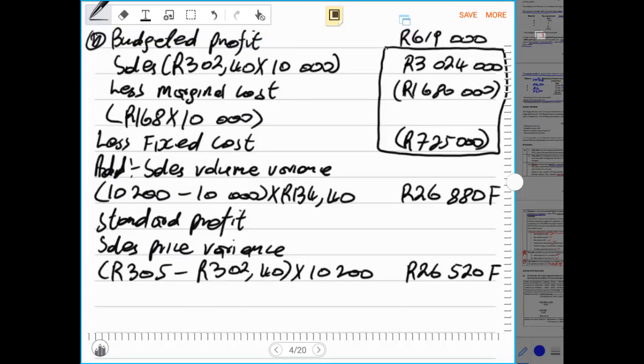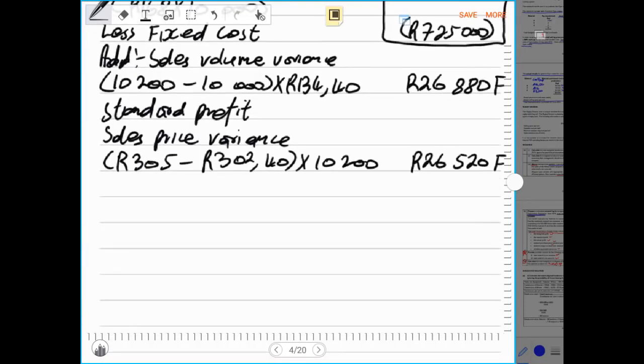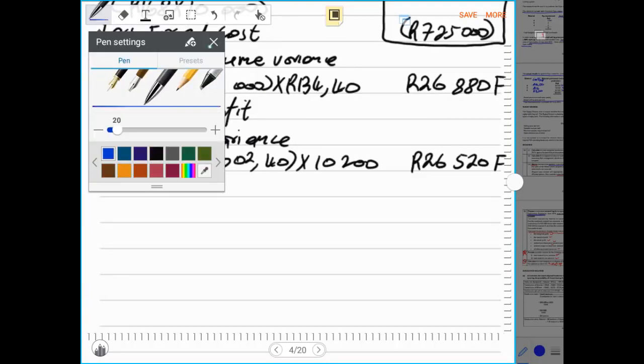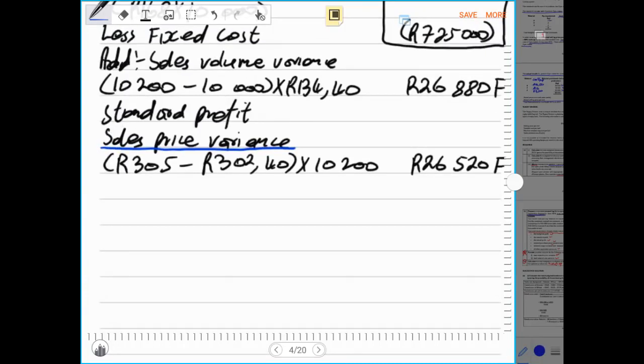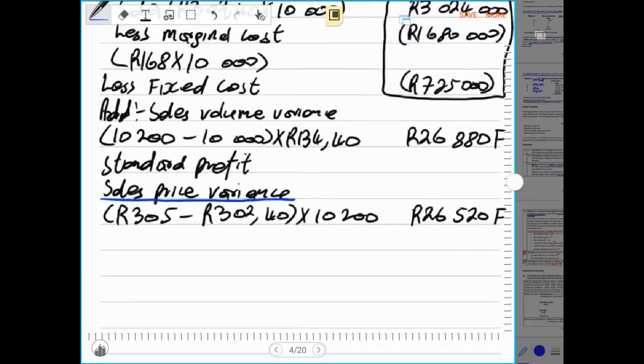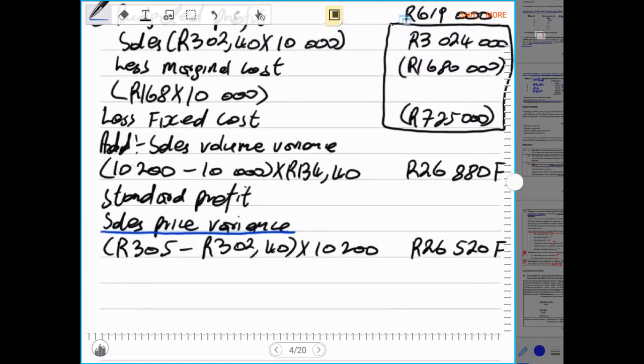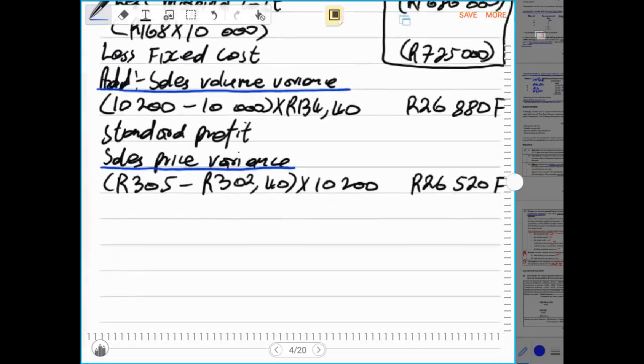Then after now we go to material. We are done with the sales. We have done the volume, we have done the price. Then after now we go to material price variance. If you want, you can underline the headings of the variance so that you know this is the sales price variance, and you know that this was a sales volume variance.